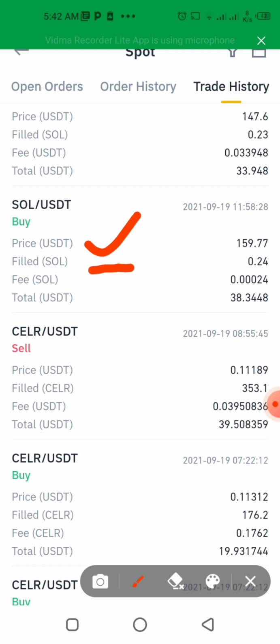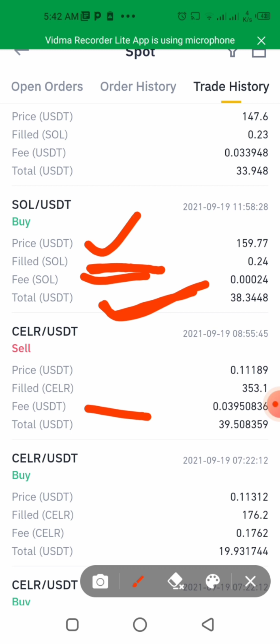This field is the total units bought. The total units of SOL bought is this field. Now this fee is the charges which was charged from SOL. Now this is the total USDT, that is the total cost of this very transaction. But in the case of selling, it's not like that. You see, fee here is charged from what? USDT. Is total USDT.